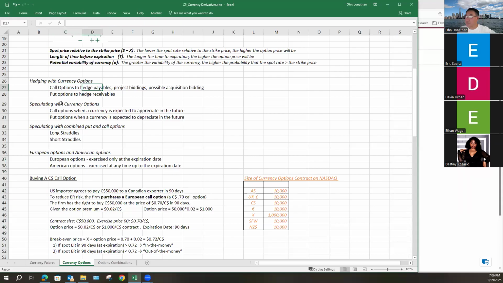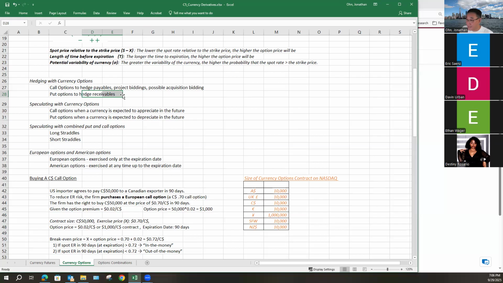All right. Now put options. This happens when you have a receivable in foreign currency in the future. When you receive the foreign currency in the future, you need to sell it. But between now and the future, there's a lot of uncertainty. You have no idea what's going to happen to that foreign currency value.